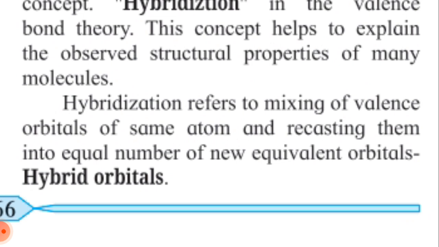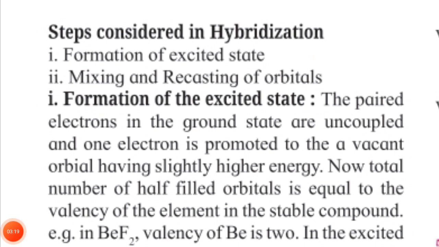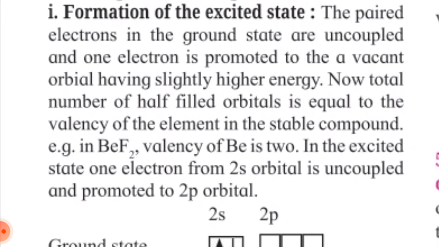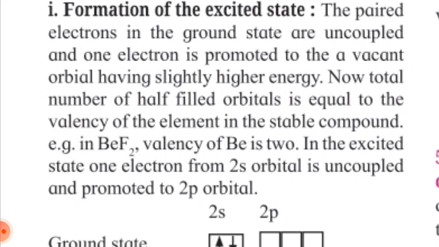Hybridization refers to the mixing of valence orbitals of the same atom and recasting them into an equal number of new equivalent orbitals, called hybrid orbitals. Steps considered in hybridization. First, formation of the excited state. Second, mixing and recasting of orbitals. First, formation of the excited state: the paired electrons in the ground state are uncoupled and one electron is promoted to a vacant orbital having slightly higher energy. Now the total number of half-filled orbitals is equal to the valence of the element in the stable compound.